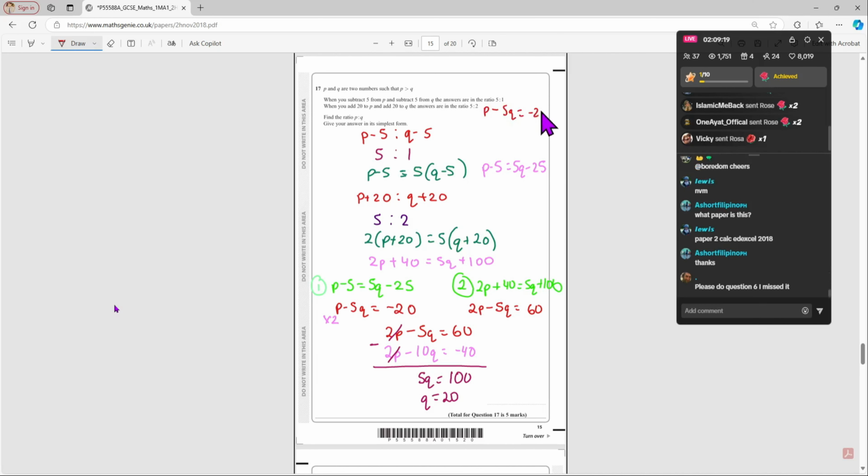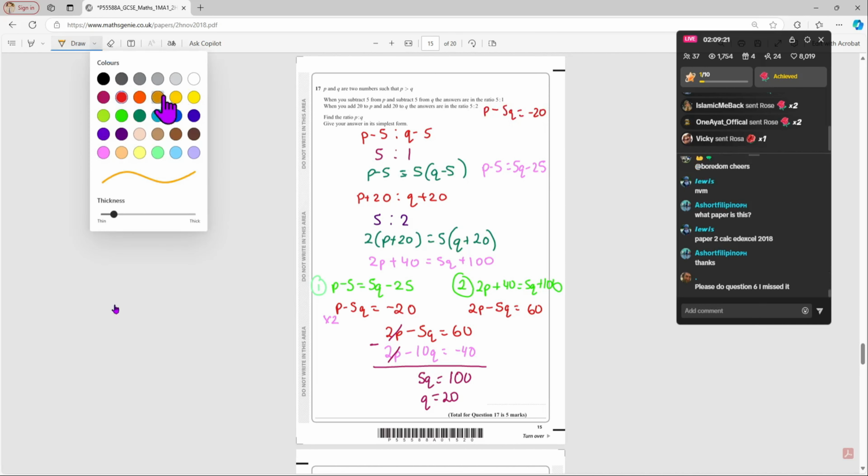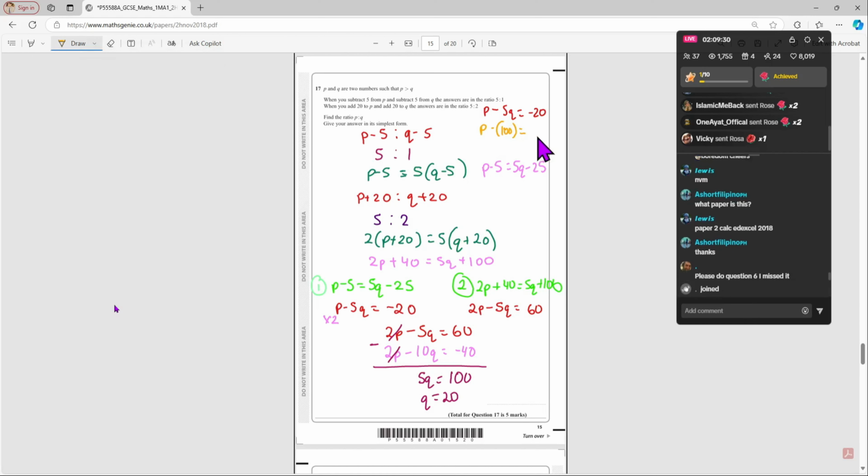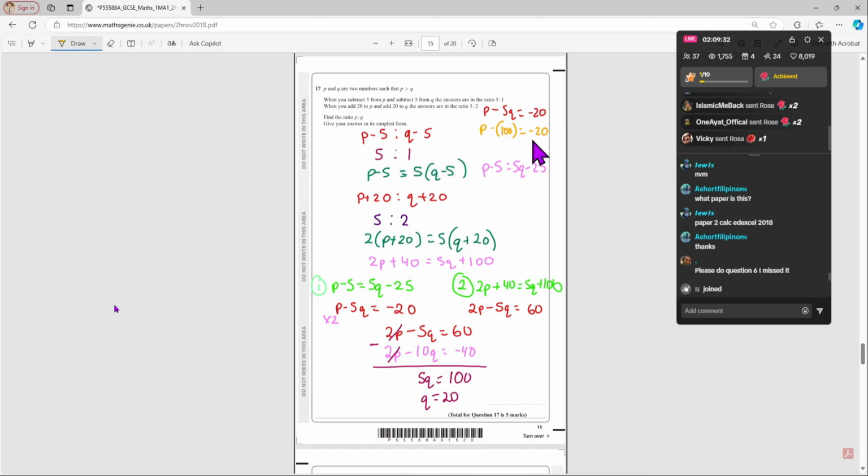So if the minus 20, substitute it in, you're going to have p minus 100 is equal to minus 20, meaning that p is equal to 80. Because if you do 5 times 20, it's going to give you 100. That will be your answer. P is equal to 80.